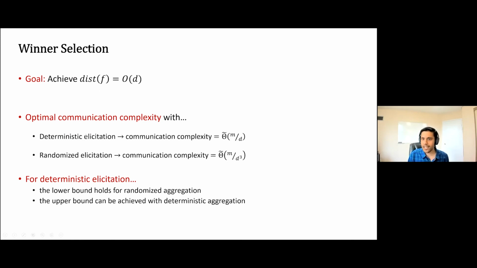For deterministic elicitation, one thing I haven't talked about here is whether the aggregation rule is randomized or deterministic. It turns out that our lower bound actually holds even if you are allowed to have randomized aggregation, whereas our upper bound can be achieved via deterministic aggregation. And so what that means is that at least for deterministic ballot designs, there is no separation between the powers of randomized aggregation rules and deterministic aggregation rules.